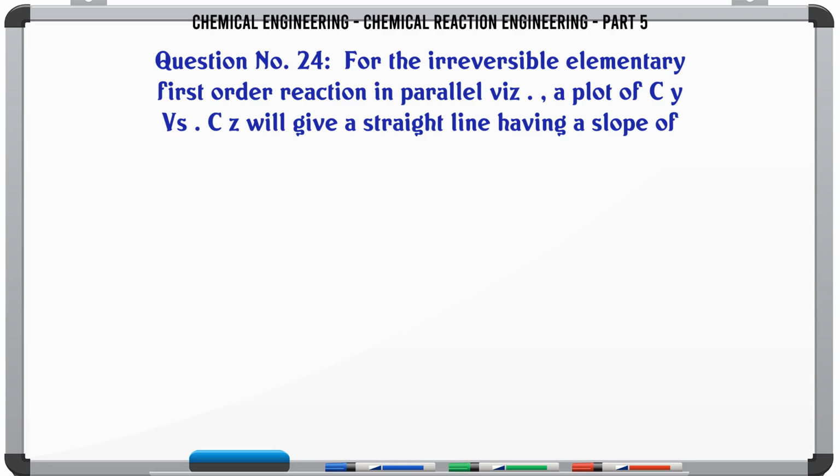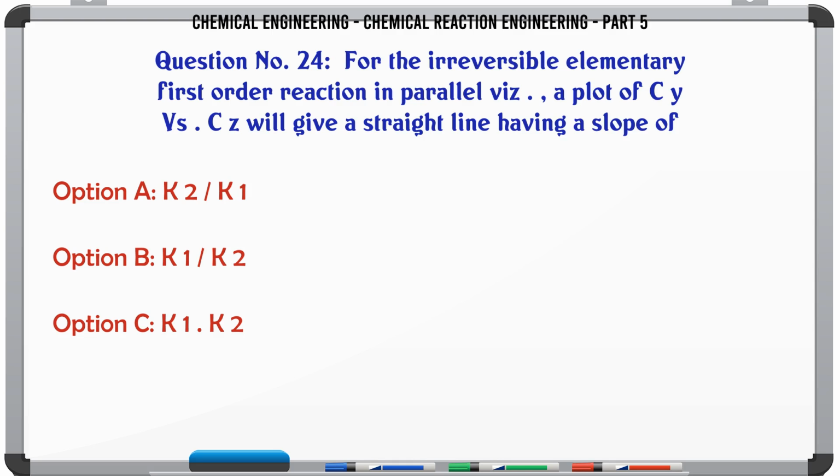For the irreversible elementary first-order reactions in parallel, a plot of CY versus CZ will give a straight line having a slope of: A. k2/k1. B. k1/k2. C. k1 + k2. D. k1 - k2.